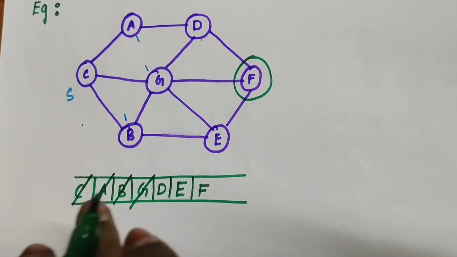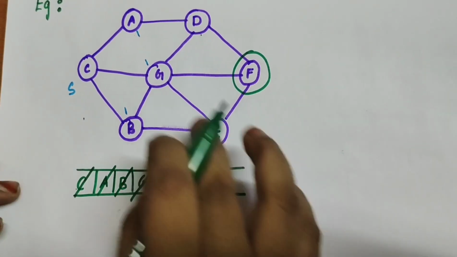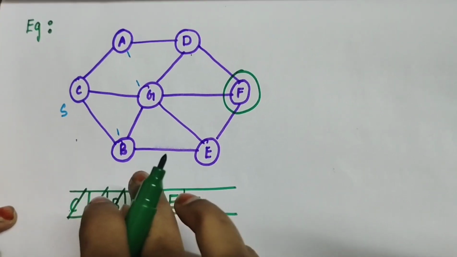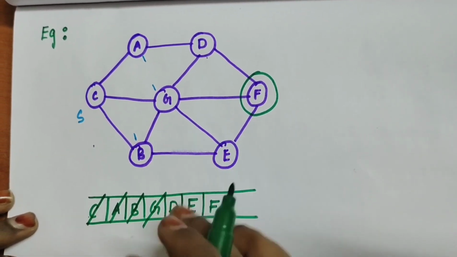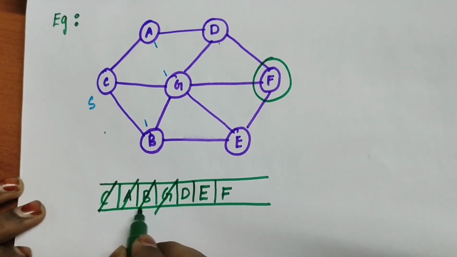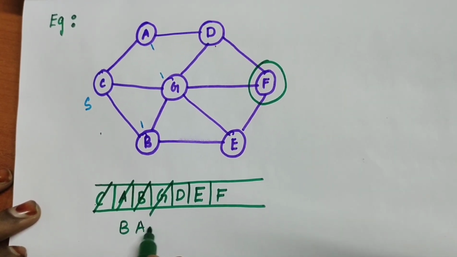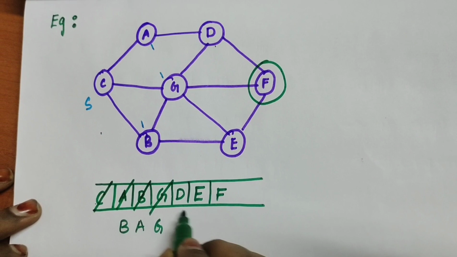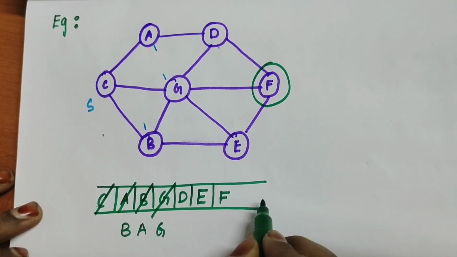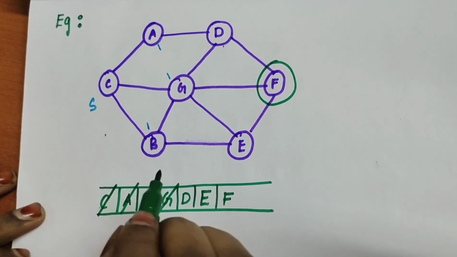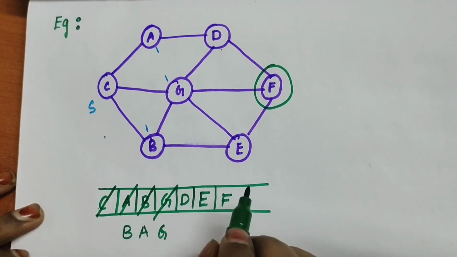This is not the only solution of BFS traversal for this graph. There are numerous solutions, because if we change the order of writing the adjacent vertices, like B, A, G, the order of the following adjacent vertices will also change. So there are numerous solutions for BFS traversals.